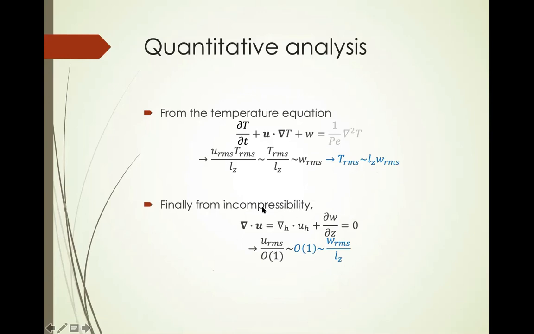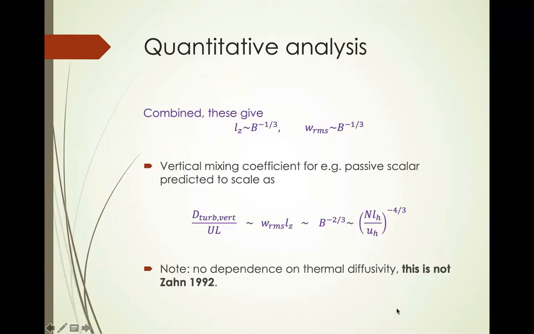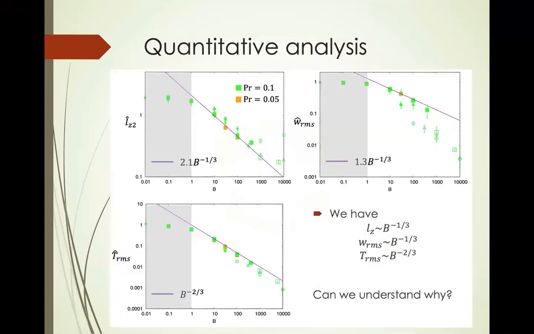And finally, from incompressibility, ∇·u equals 0, but that can be divided into a horizontal component and a vertical component. The horizontal component here is of order 1, which tells us that W divided by LZ, the vertical length scale, must be of order 1 as well. And you can combine all of these equations in blue to get these very simple scalings, namely that the non-dimensional vertical length scale of the eddy should go as B, the stratification parameter, to the power of -1/3, and similarly for the RMS velocity in the vertical direction, W. And this corresponds exactly to what we found in these plots over here.